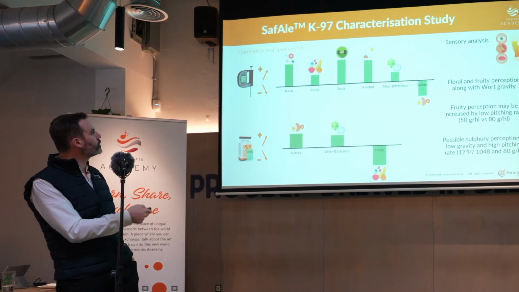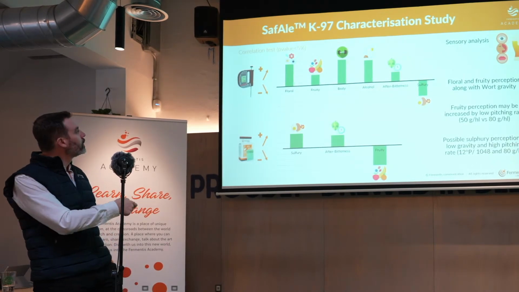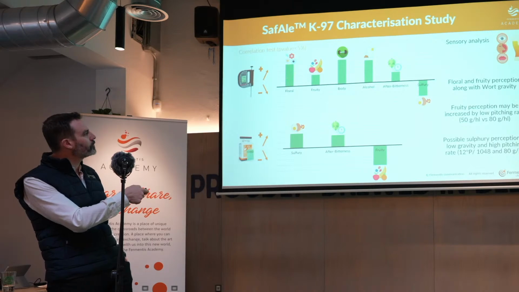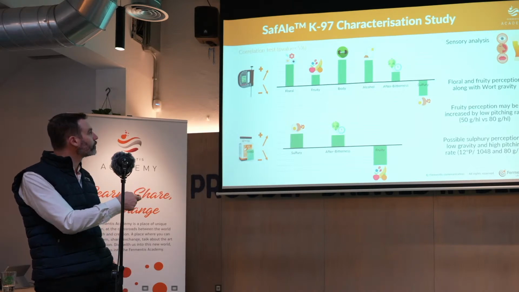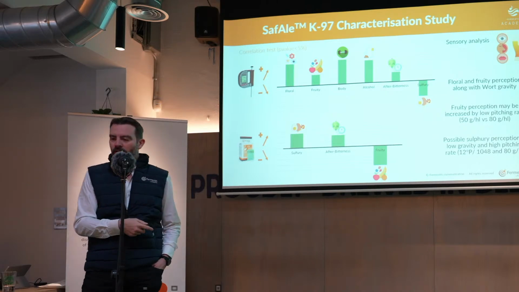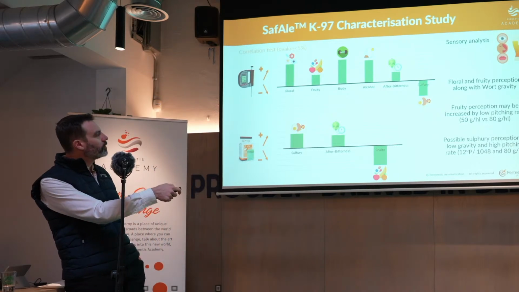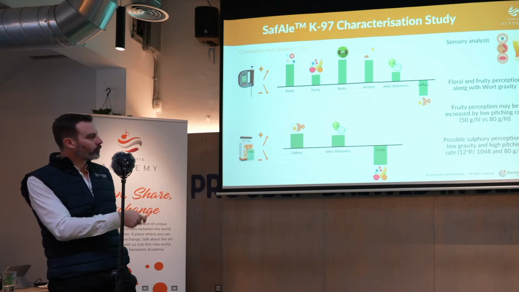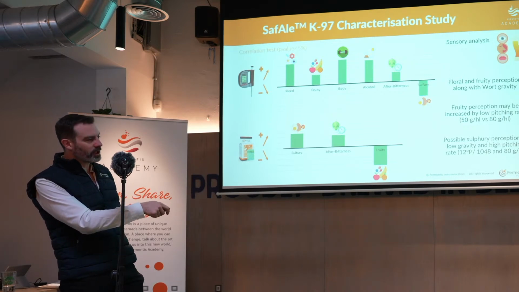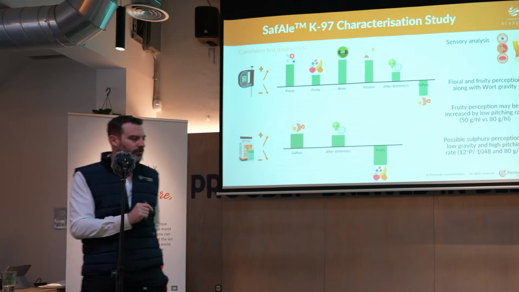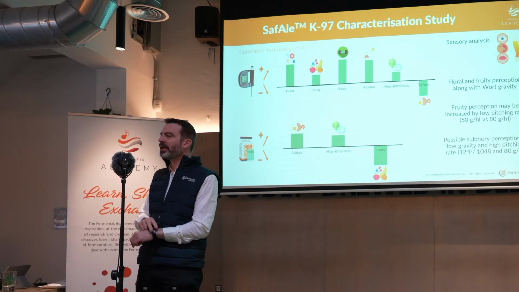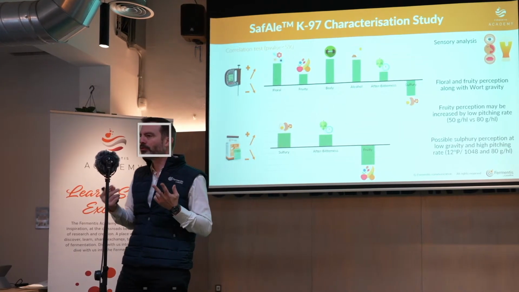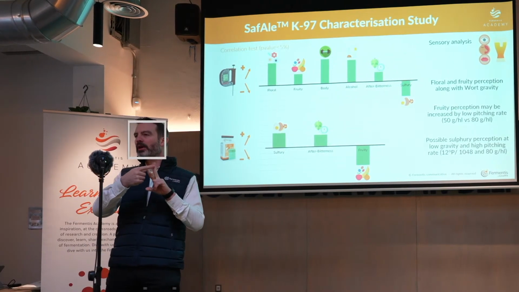And also this is the correlation. So pretty much for the density, if you increase the density, you should increase the floral, fruity perception, the body perception, the alcohol perception. And if you decrease the extract, you promote, let's say, sulfury perception. And here for the pitch rate, if we increase the pitch rate, we decrease fruitiness, and at the same time we increase sulfury. So K-97 is a yeast that can, in some conditions, produce sulfur compounds. And the two conditions are low extract and high pitch rate.